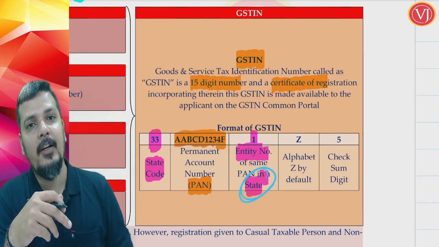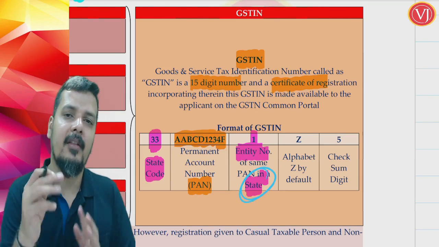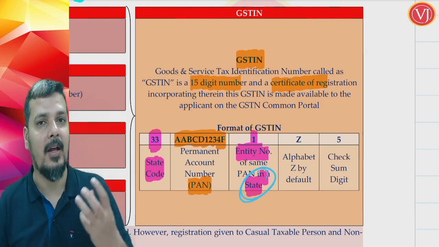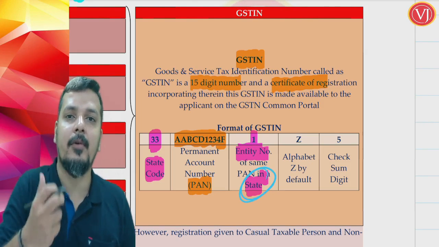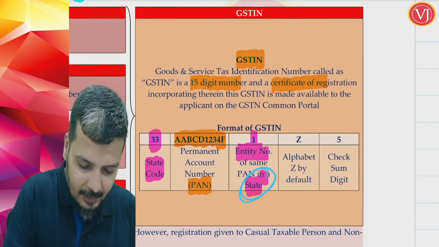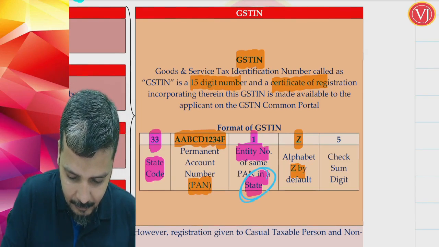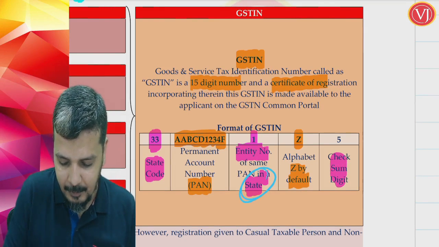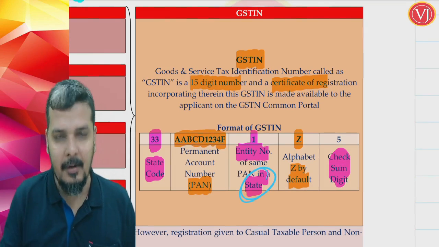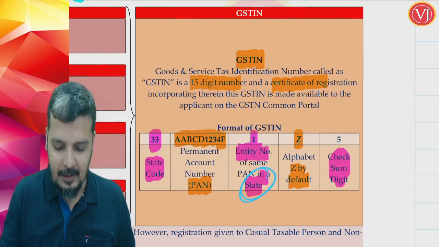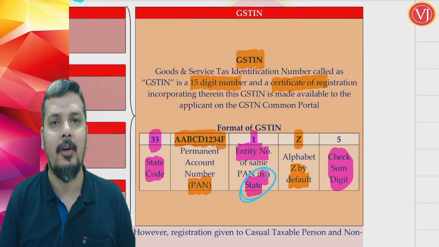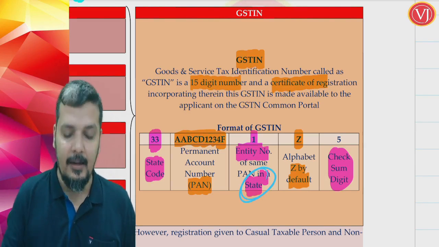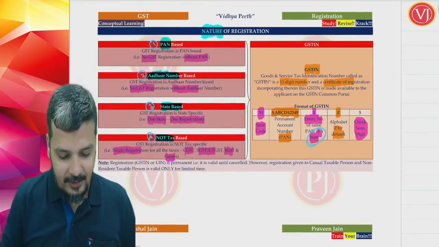If you are having 2 registrations, 1 in Tamil Nadu, 1 in Maharashtra, then the 13th number will be 1 in each of them. What will be different is the state code. Tamil Nadu will have a separate state code in the first 2 digits, Maharashtra will have a separate state code in the first 2 digits. The 14th character, as of now, is the alphabet Z by default, and the 15th will be a random checksum digit. So it might be a number or an alphabet, a random checksum digit. You cannot predict it, the system will generate and give it to you. So that is the breakup of your 15-digit GST number.